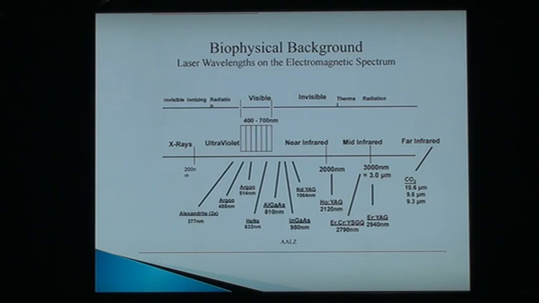We will just repeat a summary. Here, ultraviolet, visible light from 400 up to 700. Here, many wavelengths. We use them for low-level laser therapy. Here we have infrared. We have near infrared, diode and Nd:YAG, and then we have mid-infrared. We have holmium YAG and erbium chromium and erbium YAG, and then in far infrared we have CO2, and we use it for surgery.